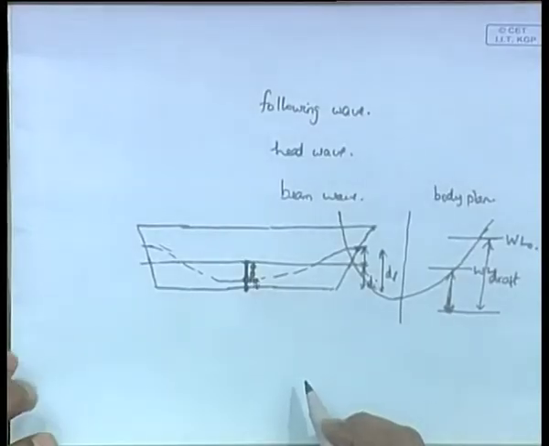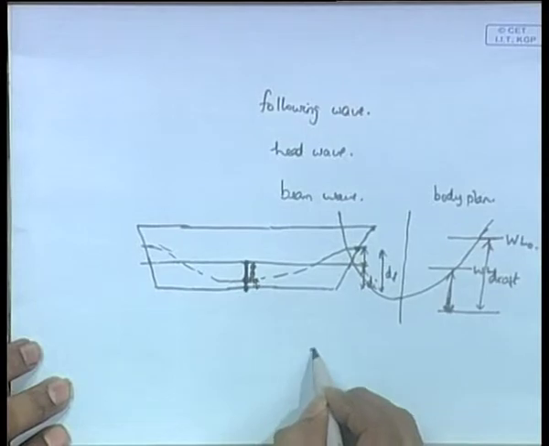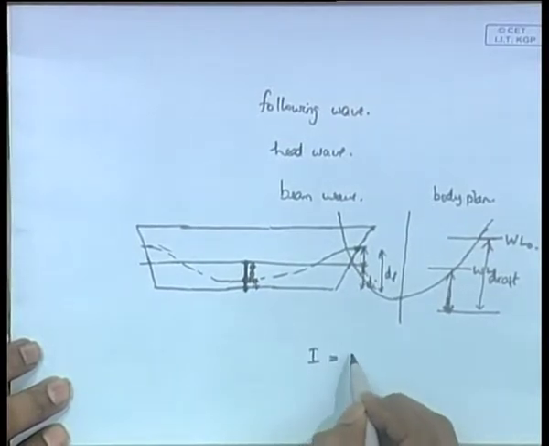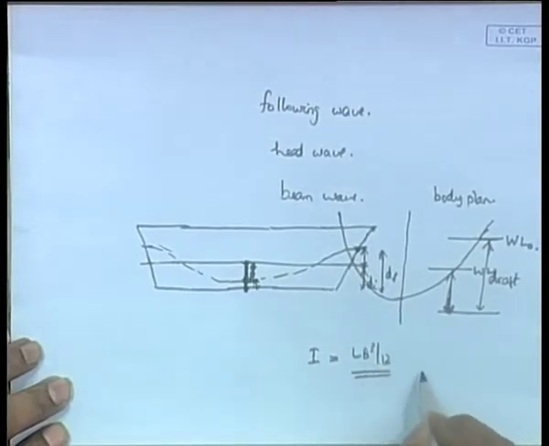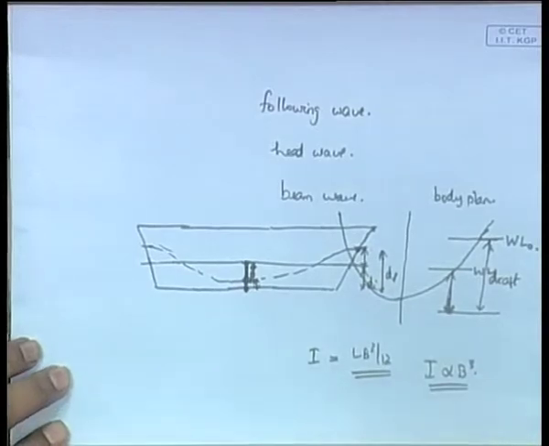Now, what did we see? If the draft increases, we have seen that the breadth increases. Now, what is the effect of breadth on the stability of a ship? This is the important part, that is, how is the breadth of the ship related to the stability of the ship. Now, what is I of the ship? Water plane area, I is always proportional, it is LB cube by 12, you have seen. Therefore, I is proportional to B cubed. I is the moment of inertia of the water plane area. So, it is proportional to B cubed, which is the cube of the breadth.